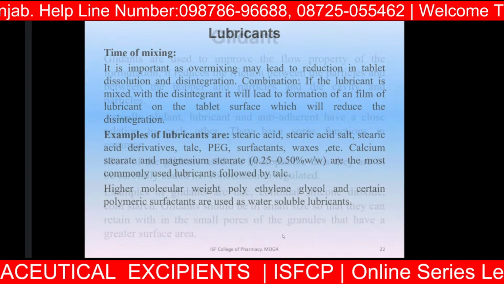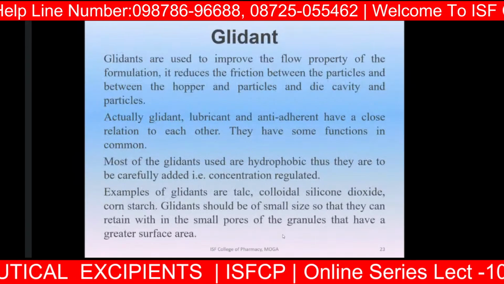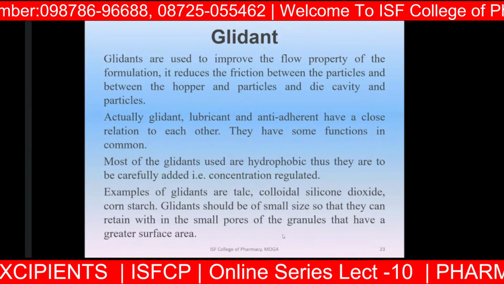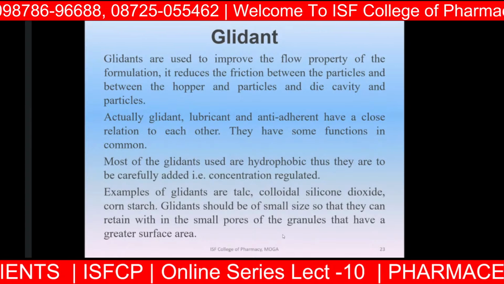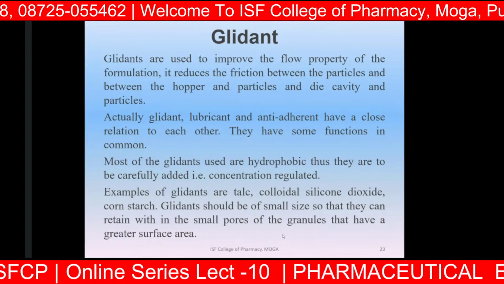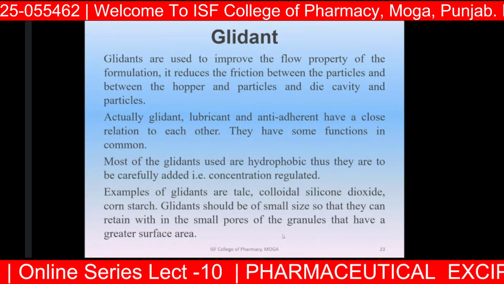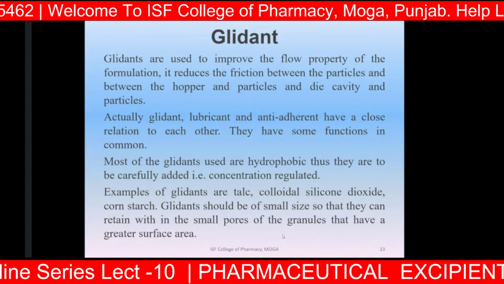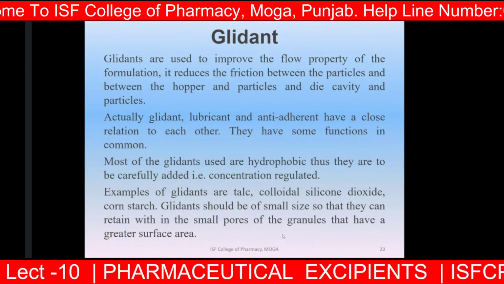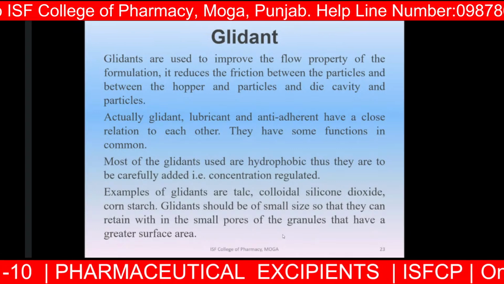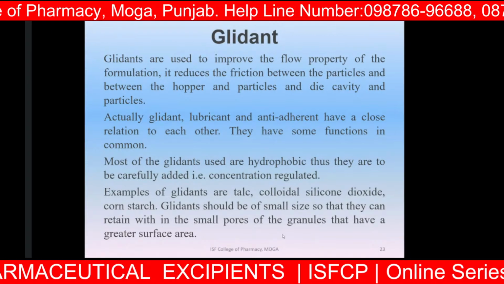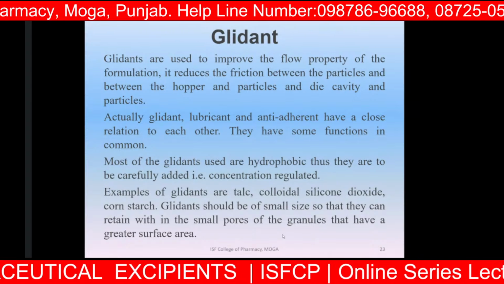The next category is the glidant. Glidants are used to improve the flow property of the formulation. They reduce the friction between the particles, and between the hopper and the particles and the die cavity. Actually, glidant, lubricant and anti-adherent have a close relation to each other. They have some functions in common. Most glidants are hydrophobic, so they have to be carefully added, that is, the concentration is regulated.